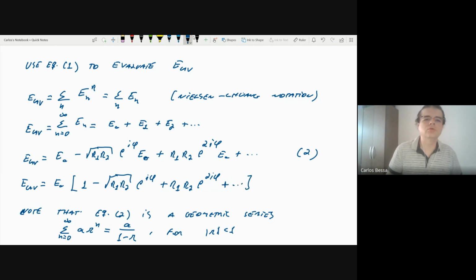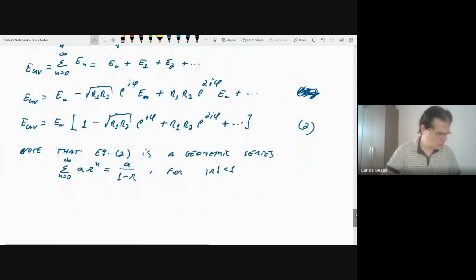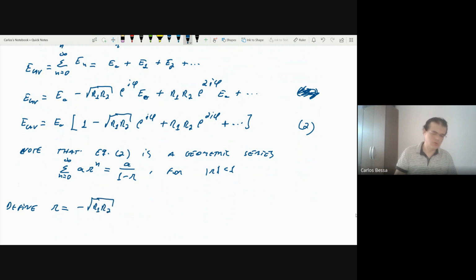Okay, this is equation 2. If you do this, define this small r here as minus R1, R2, exponential i phi, and A equal to E0, comparing this series with this expression.